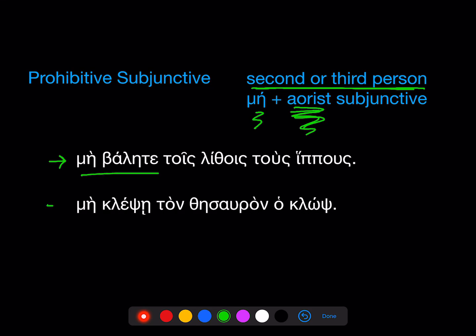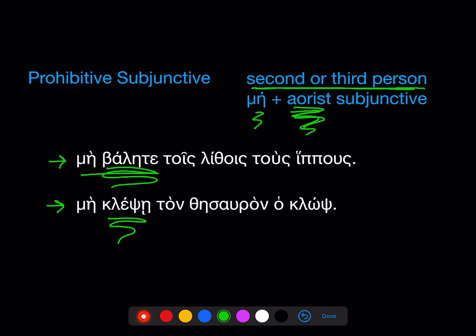Okay, another example. μὴ κλέψῃ τὸν θησαυρὸν ὁ κλώψ. Let the thief not steal the treasure. So that's a third person singular, aorist, active subjunctive. And this is a second person plural, aorist, active subjunctive.